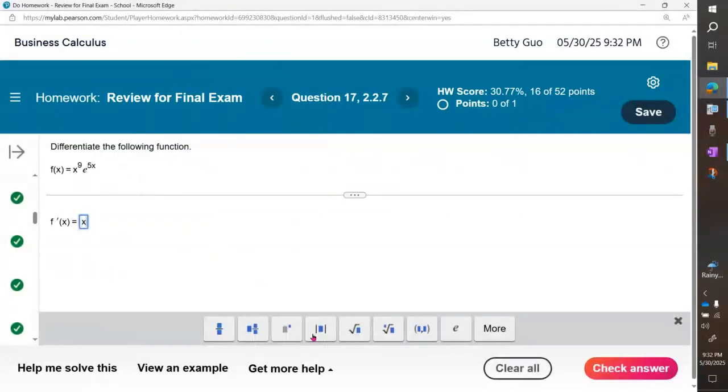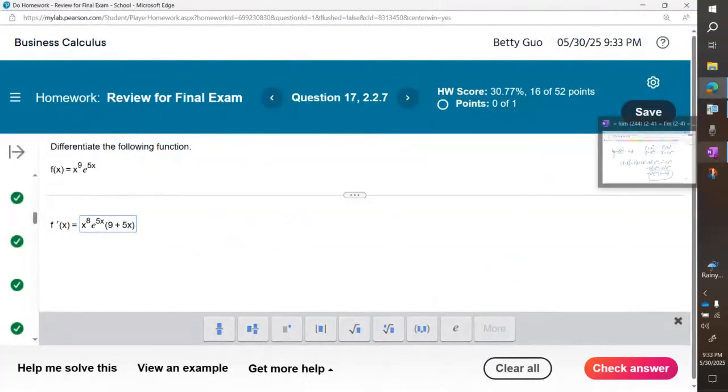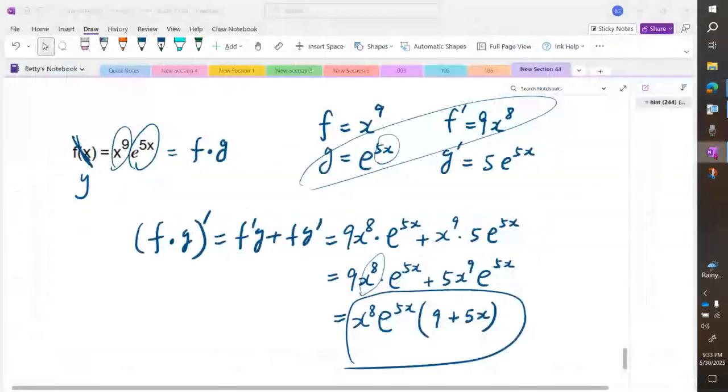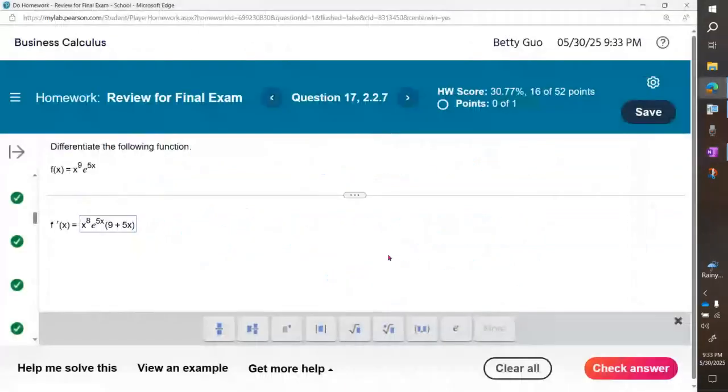x to the power 8 e to the power 5x, times parentheses 9 plus 5x. Double check. x to the power 8 e to the power 5x, 9 plus 5x.